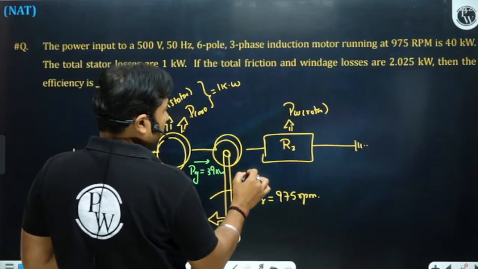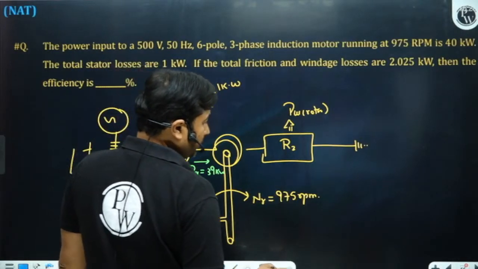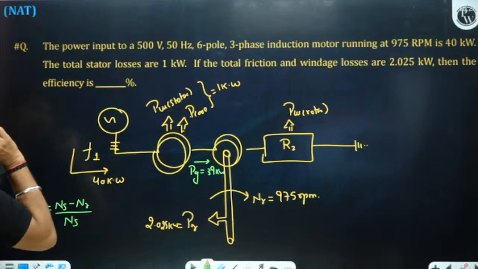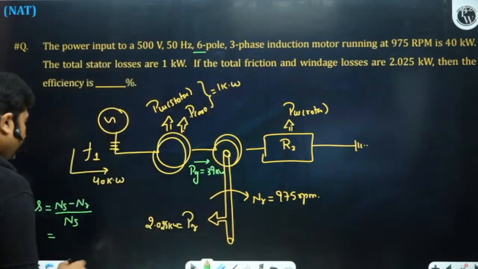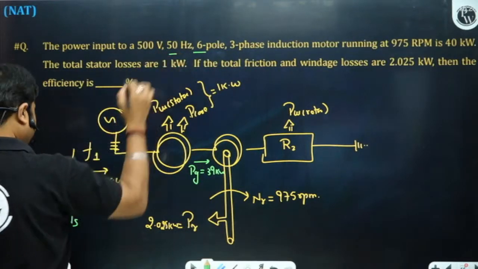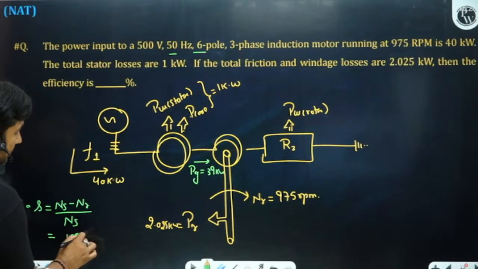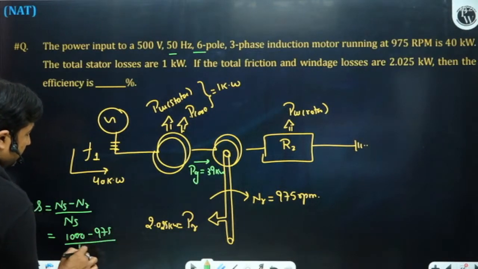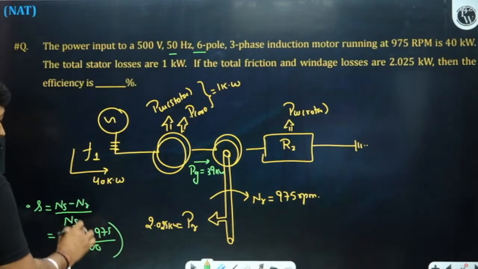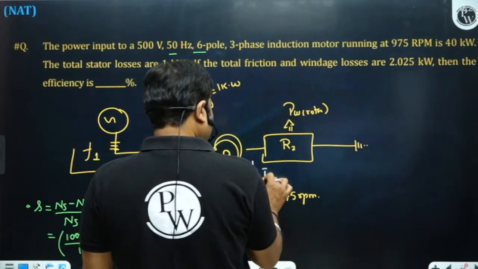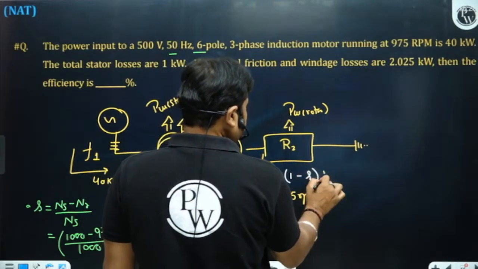39 kilowatt. And we also know about slip. So since we know about slip, S is equal to NS minus NR upon NS. NS is, this machine is of 6 poles, so 120 F by P, 50 hertz. 120 F by P is 1000. So NR will become 975. 1000 minus 975 divided by 1000. So if we know about slip, then we can calculate developed power. Developed power is 1 minus S times PG.